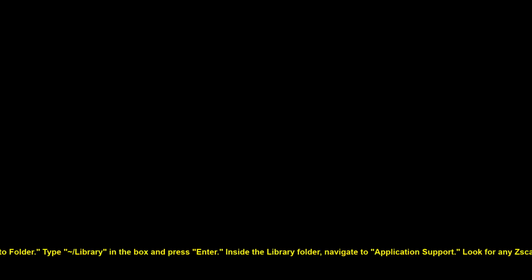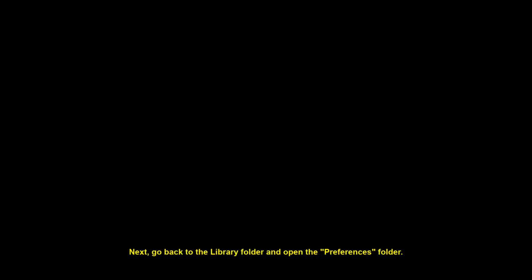In the menu bar, click on Go, then select Go to Folder. Type /library in the box and press Enter. Next, go back to the Library folder and open the Preferences folder. Search for any files that include Zscaler in their names and delete them.